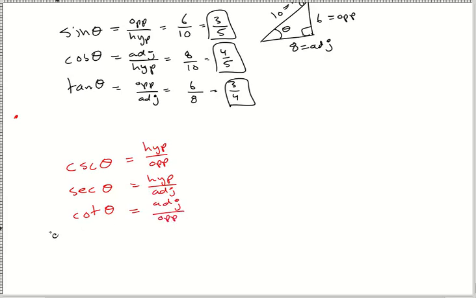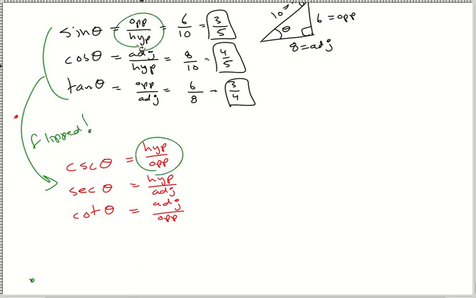How can I remember all these? You don't. You don't have to. These are flipped. Notice, opposite over hypotenuse, hypotenuse over opposite. They're the same thing, they're flipped. I guess you could say it's like 1 over my sine, 1 over my cosine, and 1 over my tangent. Okay, awesome.